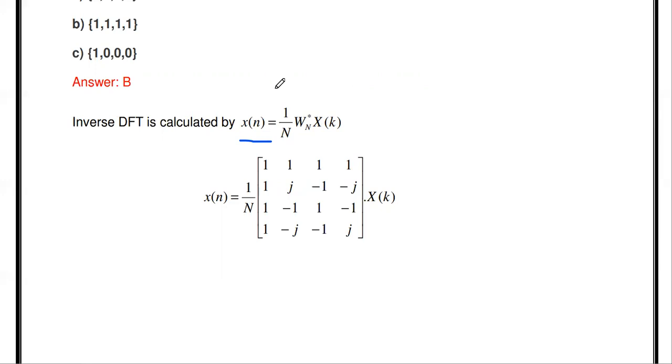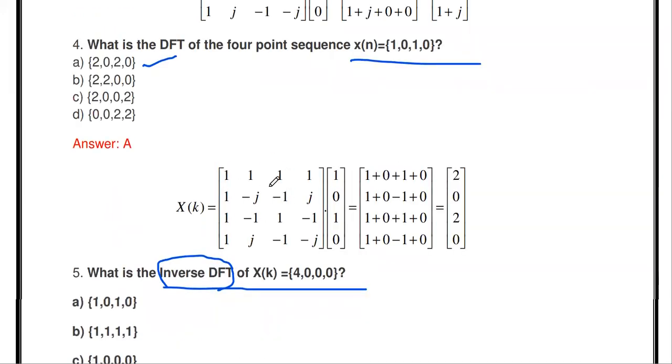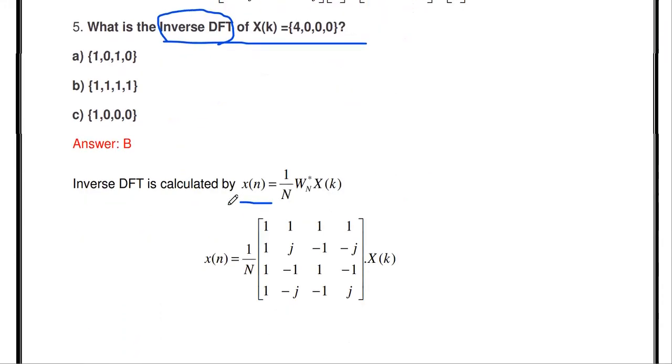Okay, so if it is a DFT question, the capital X of k is calculated by Wn multiplied with small x of n. Okay, so already we discussed, this is the Wn multiplied with the given x of n. It will give the capital X of k. If you want to convert in reverse, inverse DFT means 1 by N, Wn complex conjugate, X of k.